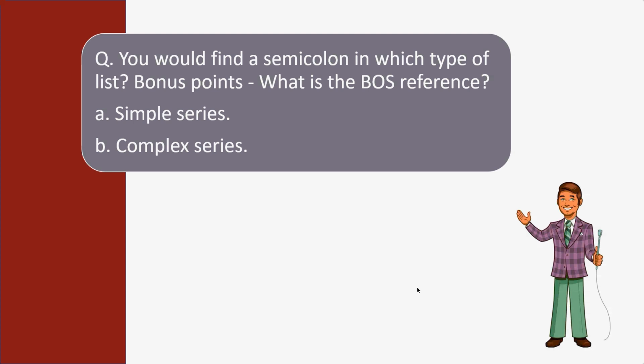You would find a semicolon in which type of list? A simple series or a complex series? What is the Book of Style reference? Okay, we've got a reference. And what kind of list is it? Is it a complex list or a simple series?